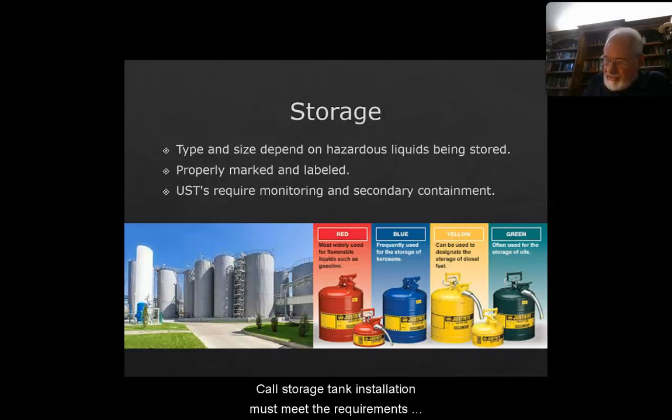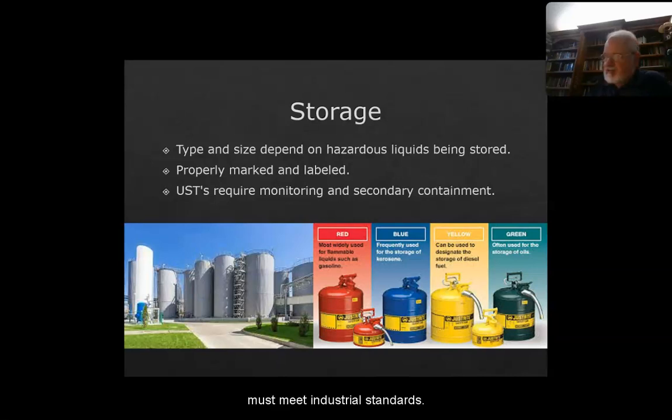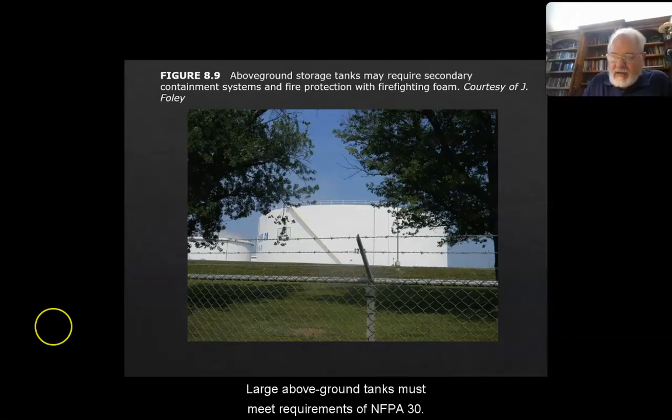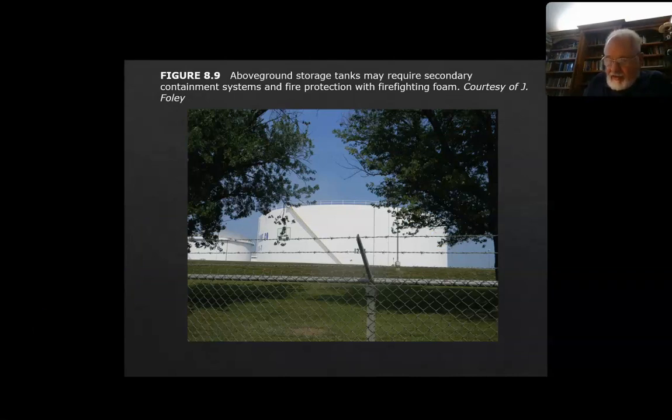All storage tank installations must meet the requirements of the local building code for backfill depth, tank monitoring, impact protection, and vapor recovery. Tanks must have overfill protection. Enclosures require properly vented vapor space. Tanks must meet industrial standards. Large above-ground tanks must meet requirements of NFPA 30.